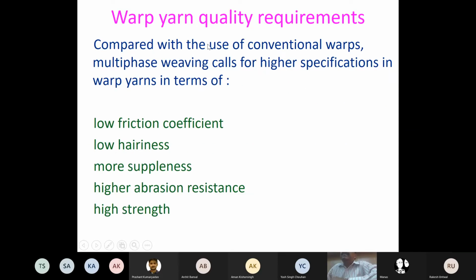Because, as I said, there is a probability that yarn breaks in this technology. So it is always advisable to use good quality warp yarn, meaning yarn with low friction coefficient, low hairiness, more suppleness, high abrasion resistance, and high strength. That means you need this minimum quality requirement of the warp yarn to be used in this machine. Otherwise, it is difficult to weave fabric if you use ordinary warp yarn in this machine.